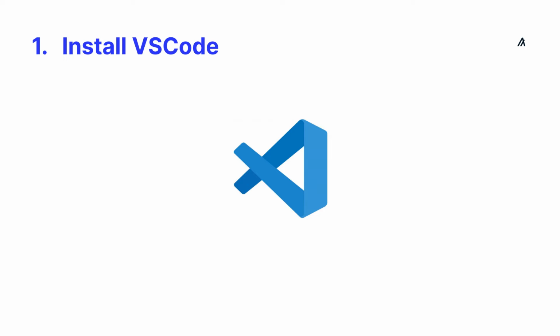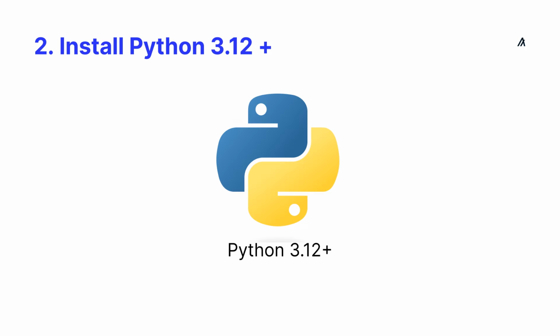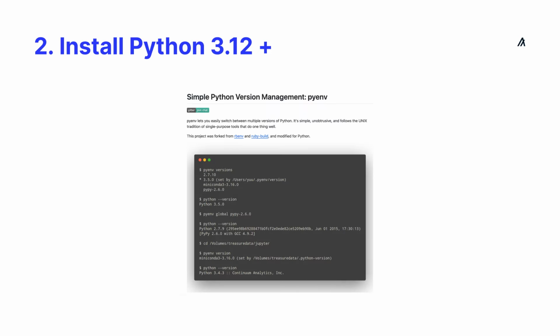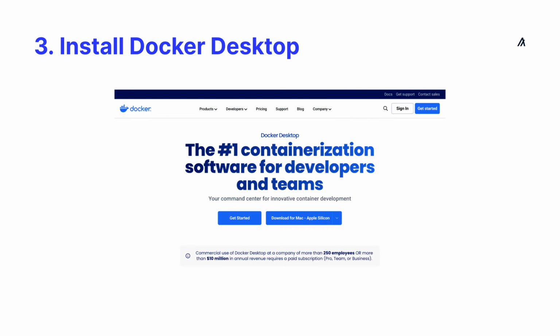Also, AlgoKit is best integrated with VS Code, so install VS Code. Second, install Python 3.12 or higher, and you can do so at the official Python website. I personally recommend using PyEnv to easily switch between Python versions. Third, install Docker Desktop. You'll use Docker to run the local Algorand blockchain on your computer.